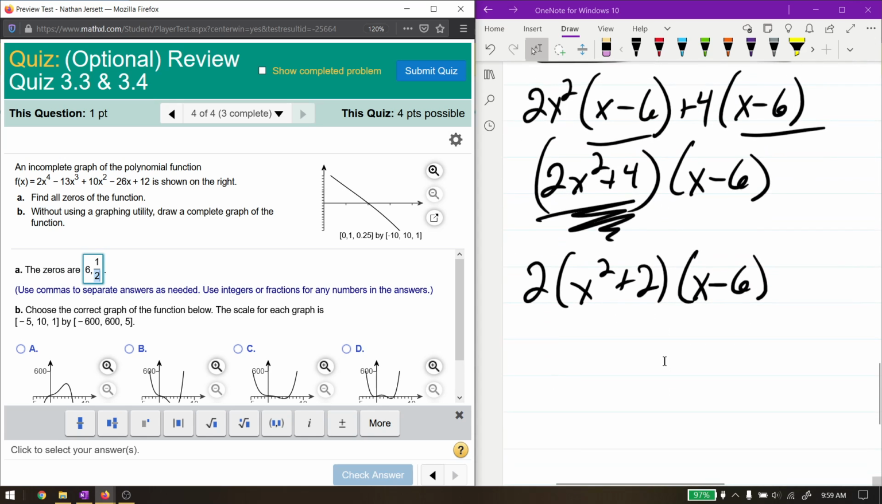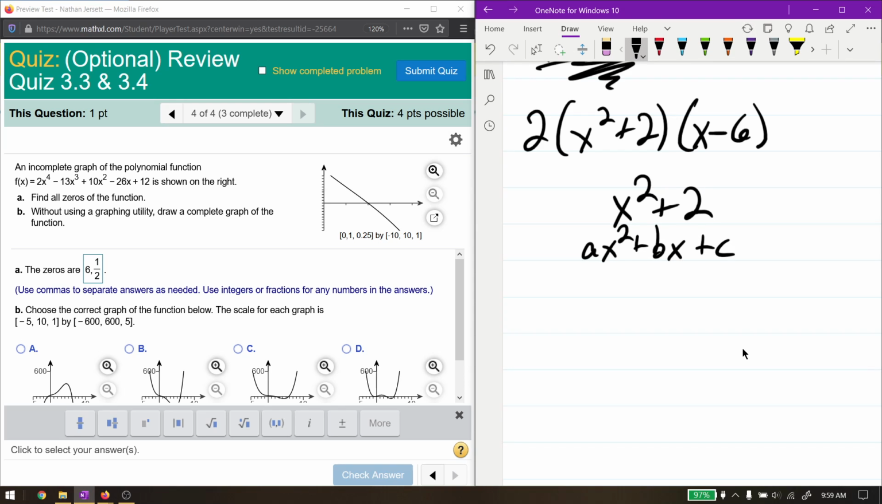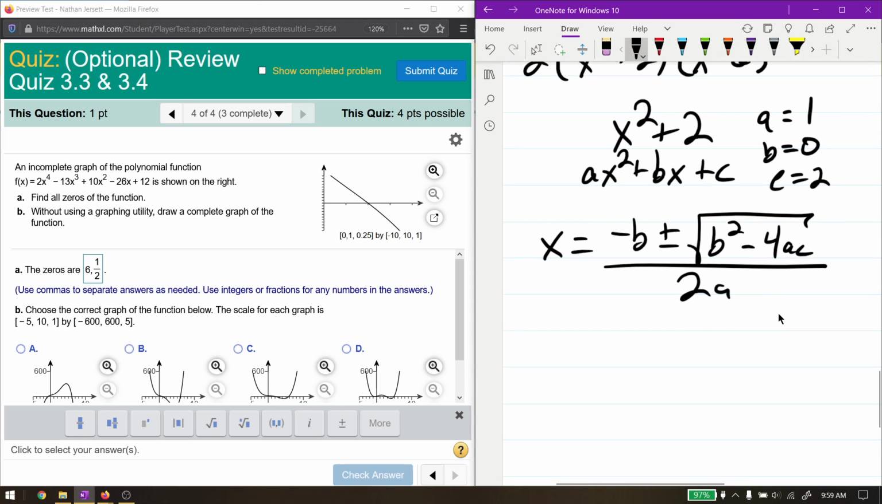There's not going to be any real zeros from this. There are, however, complex zeros. And so we're going to find the complex zeros by using the quadratic formula. So a equals 1, b equals 0, because we don't have a bx in this guy here, and c equals 2. So quadratic formula: negative b plus or minus the square root of b squared minus 4ac, all over 2 times a. Plug a, b, and c into there and simplify.